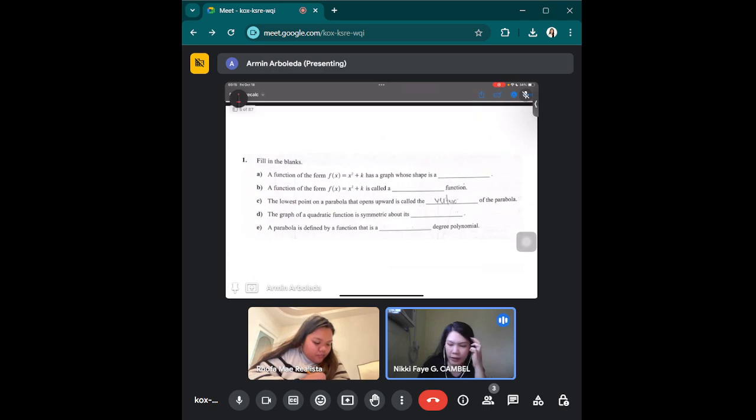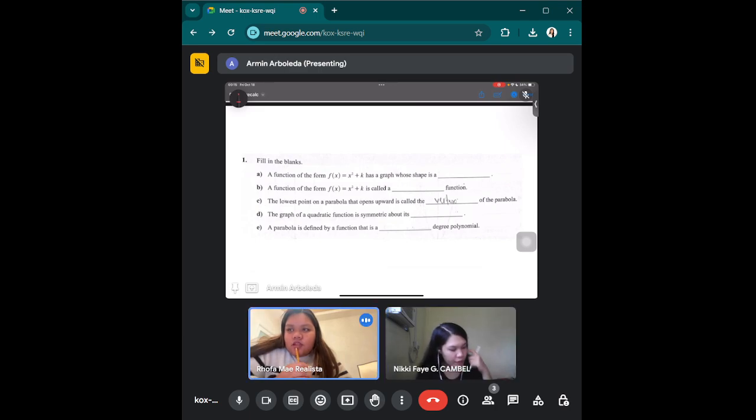Okay, so let's start answering your worksheet. So first is fill in the blanks. A function in the form of f of x is equal to x squared plus k has a graph whose shape is what? Parabola. It's a parabola because it is a quadratic function.